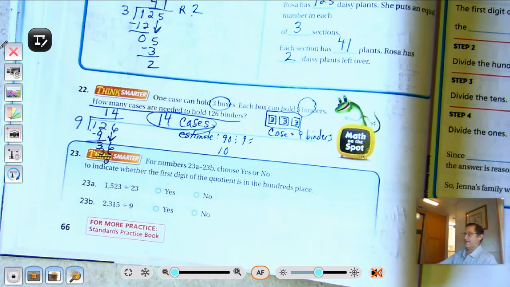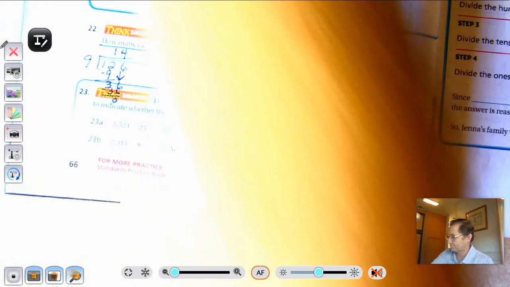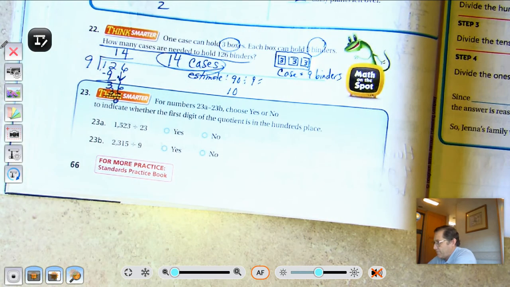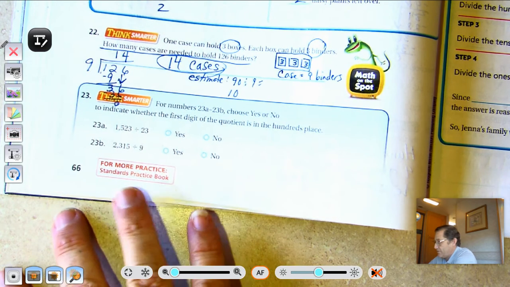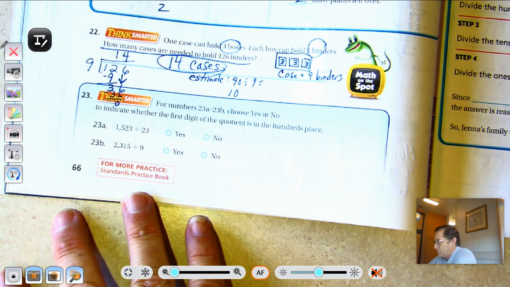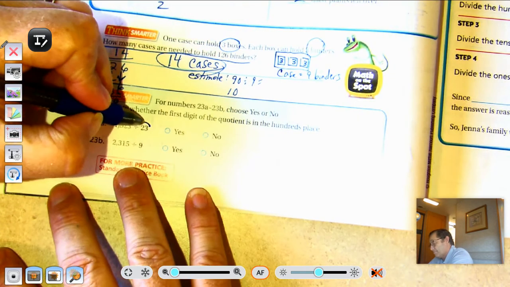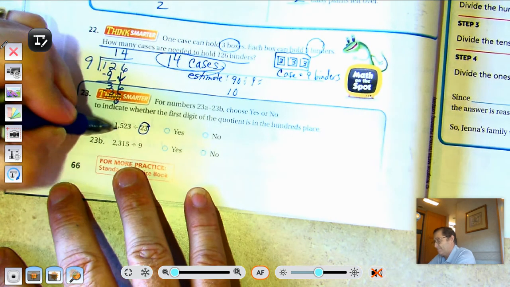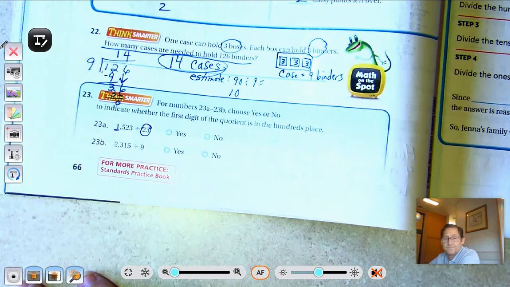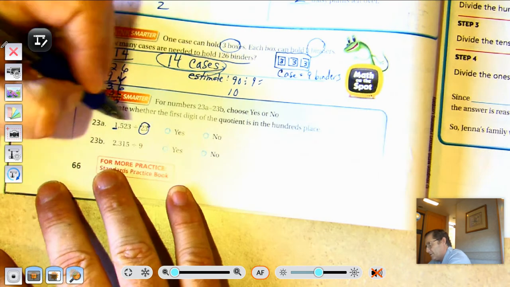And 23. For the numbers 23A and 23B, choose yes or no to indicate whether the first digit of the quotient is in the hundreds place. All right. 23 groups, and you have 1,000. No, it's not possible. To indicate whether the first digit is in the hundreds place. Oh, in the hundreds place.